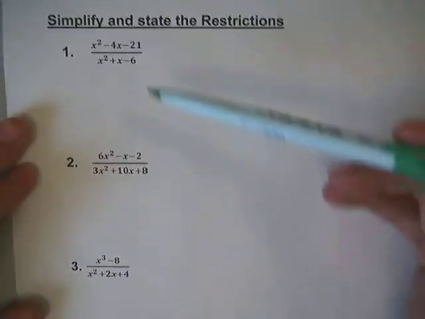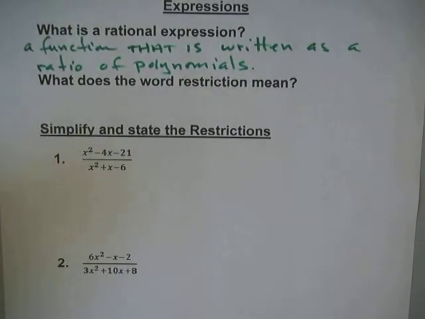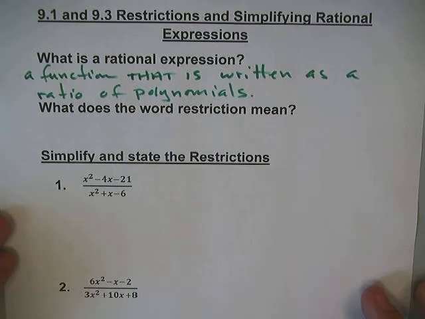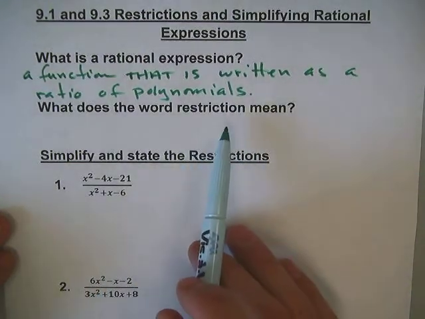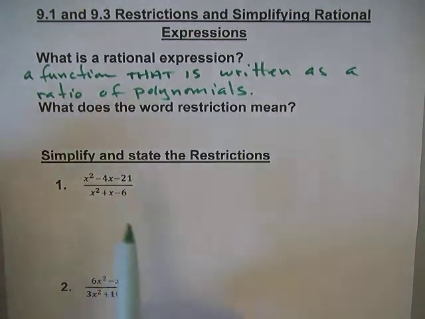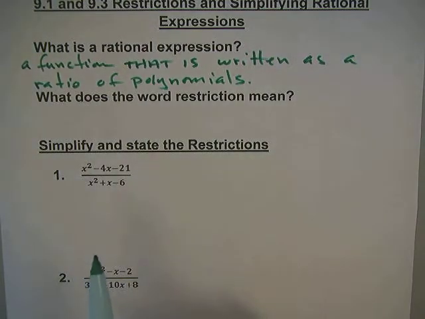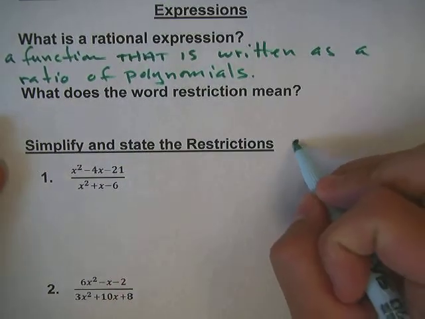Down here, you see we have a bunch of examples of rational expressions. The fact that it's a ratio is basically just a fancy way to say that it's going to be a fraction. Now, what's a restriction? We're going to come back to that in just a second. What I would like to talk about is how do you simplify rational expressions? The way you simplify rational expressions is you're going to follow this basic rule.